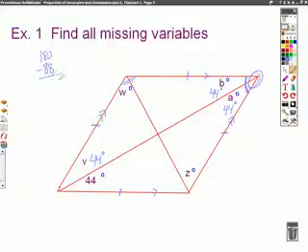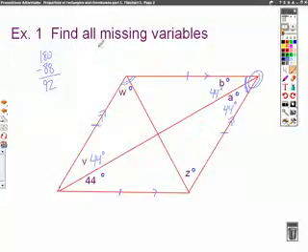So let's subtract away 88. So when I do that, we end up with 92. So the entire measurement for this whole angle right here is going to be 92 degrees. However, W is not the whole angle. W is only half of it.